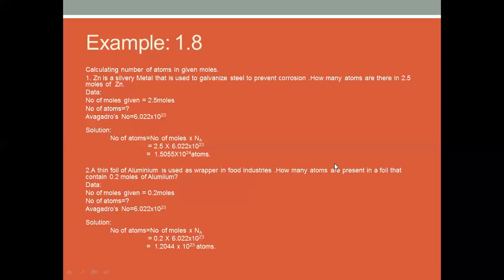How many atoms are present in a foil that contains 0.2 moles of aluminium? Moles are given, again the same. These two parts are totally same, just the difference is in the number of moles. 0.2 moles, again we will follow the same. Moles are given, we have to find out the number of atoms, Avogadro's number, the same formula, just moles are different. So instead of 2.5, here we use 0.2, multiply by Avogadro's number, so we will get the answer.